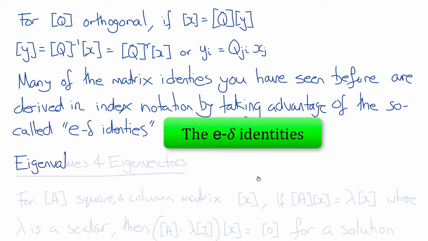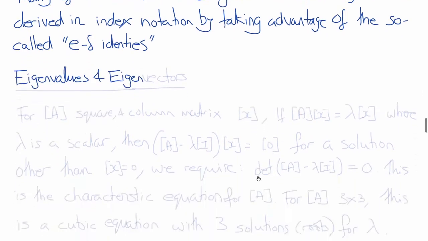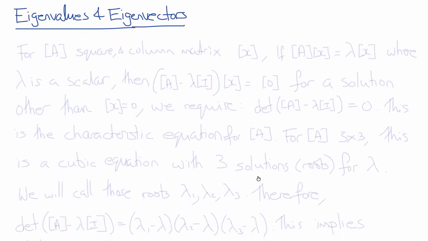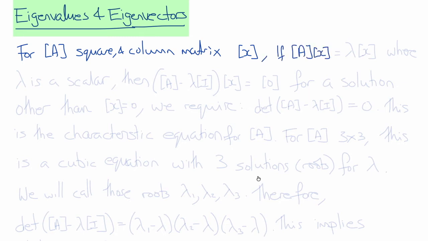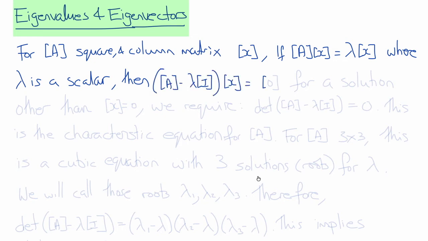So of course, another important property of matrices is eigenvalues and eigenvectors. To review, for the matrix A that is square and the column matrix X, we can define the eigenvalues and eigenvectors by the equation AX equals lambda X, where lambda is a scalar. This therefore implies that the new matrix (A minus lambda I) times X must equal zero. And this equation can only have a non-trivial solution if the determinant of that matrix A minus lambda I is equal to zero.